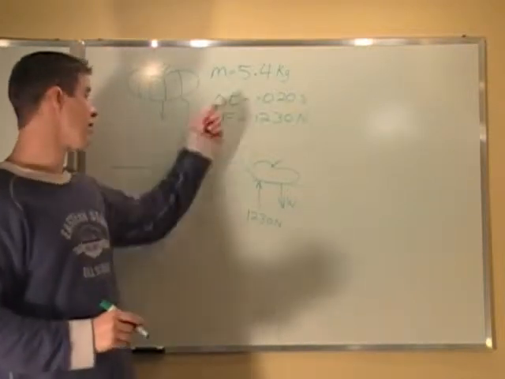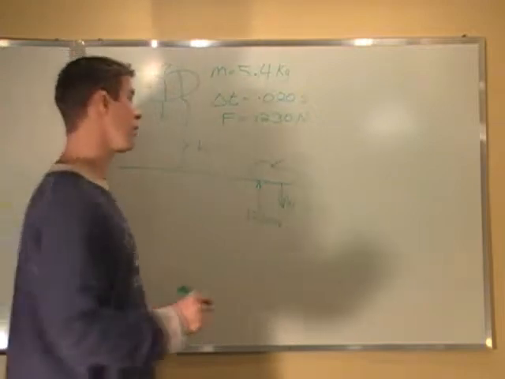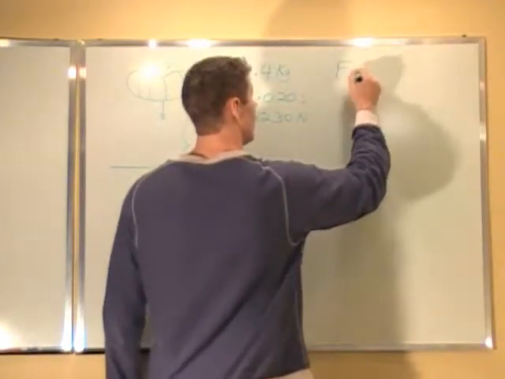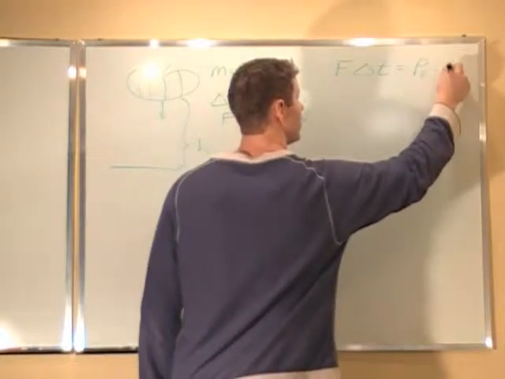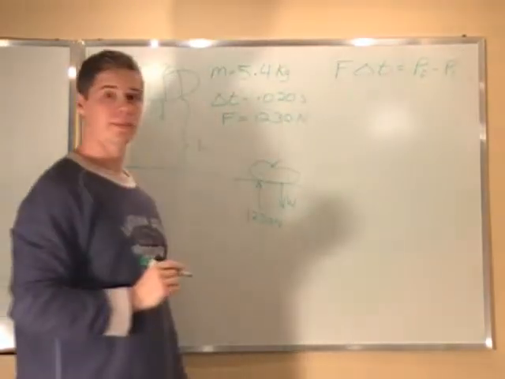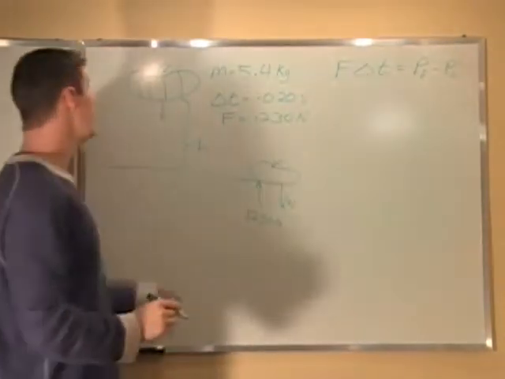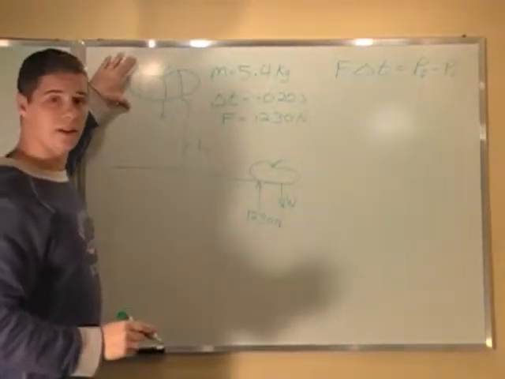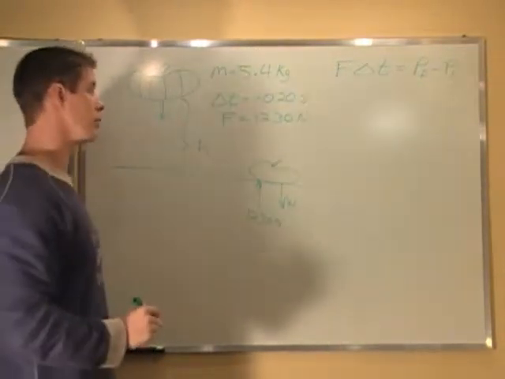Now, since we're given a time it takes to stop, this is an impulse momentum problem. We know we can use impulse momentum: F delta t equals final momentum minus initial momentum. So our force is given, our delta t is given. Our initial momentum from the pumpkin up here is 0 because it starts from rest. So all we're left with is the final momentum, which we don't know.